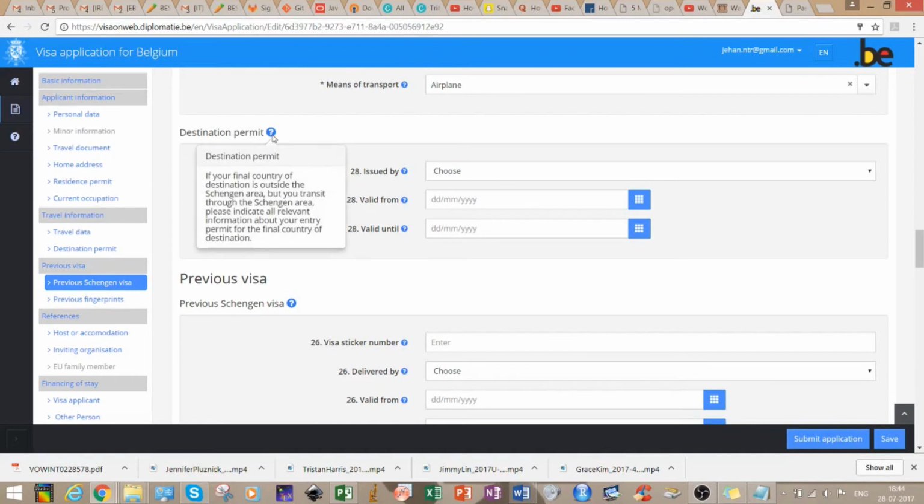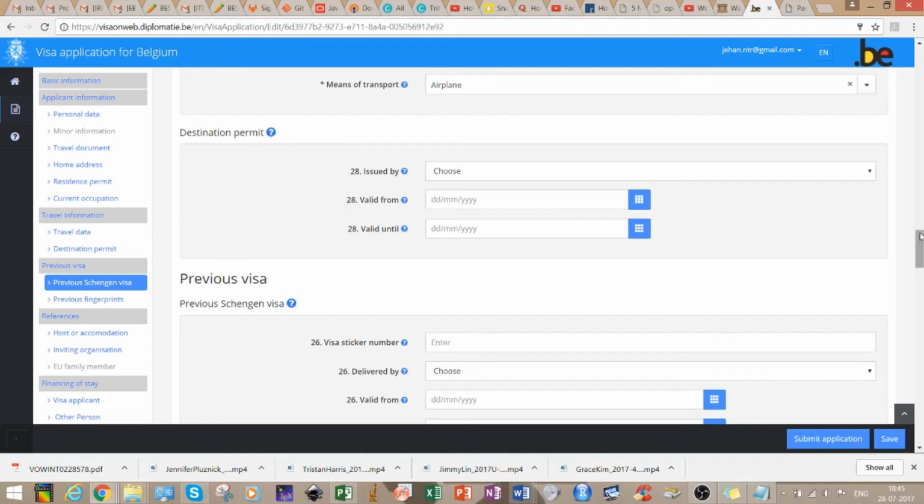Now you can see I've got this question multiple times, and here a very clear explanation is given. If your country of destination is outside the Schengen area, but you transit through the Schengen, please get all relevant information about your entry permit for the final country of your destination. And it's very clear if your final country is outside the Schengen area. So this is invalid for all of us, because this is only for those people who are going somewhere else and having a transit in between in a Schengen area. So for example, you land in Belgium and you're chilling for 2 days or something before you take your flight to, for example, the UK, which is outside the Schengen area. This is where it can come in handy, where the final destination is the UK.